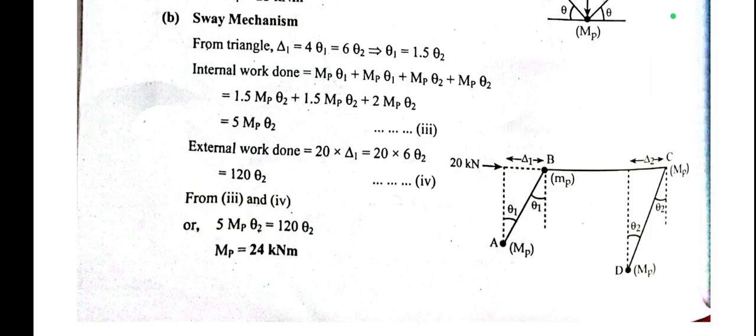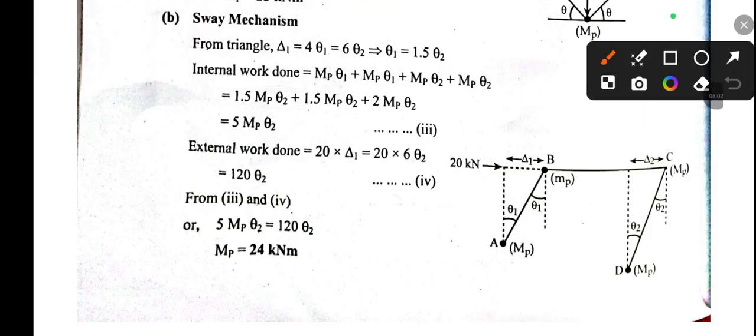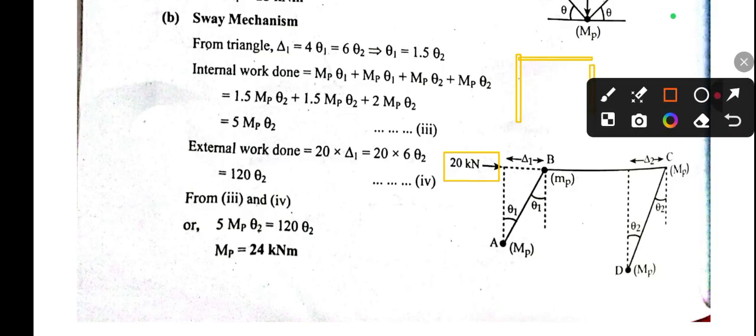In the sway mechanism, as I said, the sway occurs due to this horizontal load, that is the 20 kilonewton load. Initially our beam is like this, and due to this horizontal load, the beam will deflect, or sway, like this. So our new beam can be seen like this. Here you can see A to B, B to C, and C to D. The value of MP is the same, so it is MP, MP, MP, and MP.